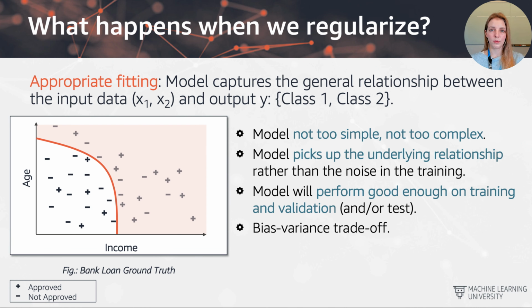So what happens when we actually include regularization in our modeling approach? Well, it leads to appropriate fitting. That means the model now actually captures the general relationship between the input data, the features, the X, and the output, the target Y, which could be classes 1 and 2, or approved and denied as in our example here. So an appropriate fit means that the model is not too simple, it's not too complex, it's well balanced, and we actually pick up the underlying relationship rather than the noise in the training data. So the model will then perform well on the training, the validation, and the test data.